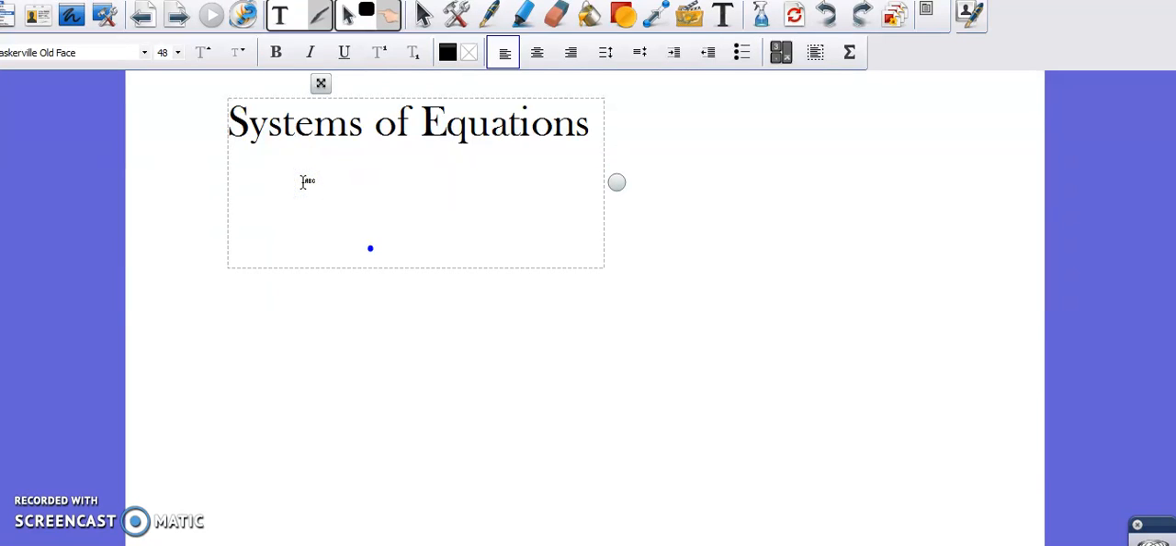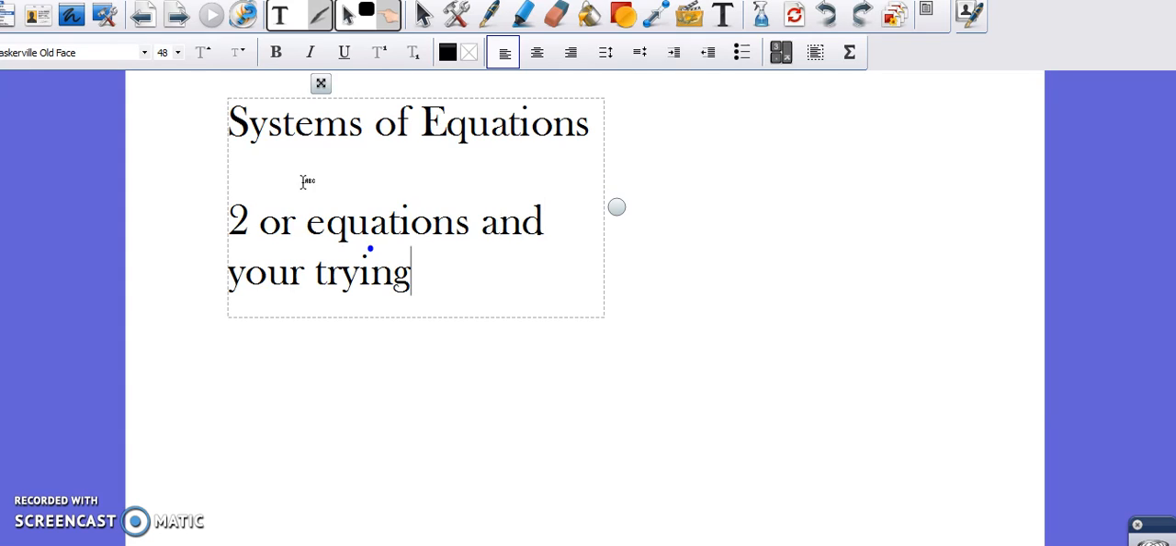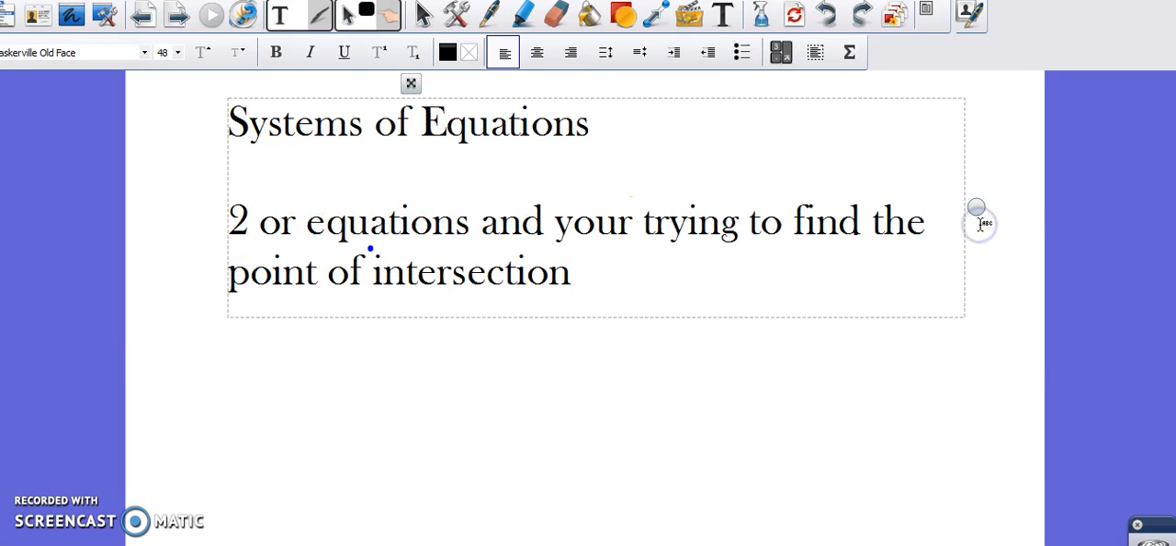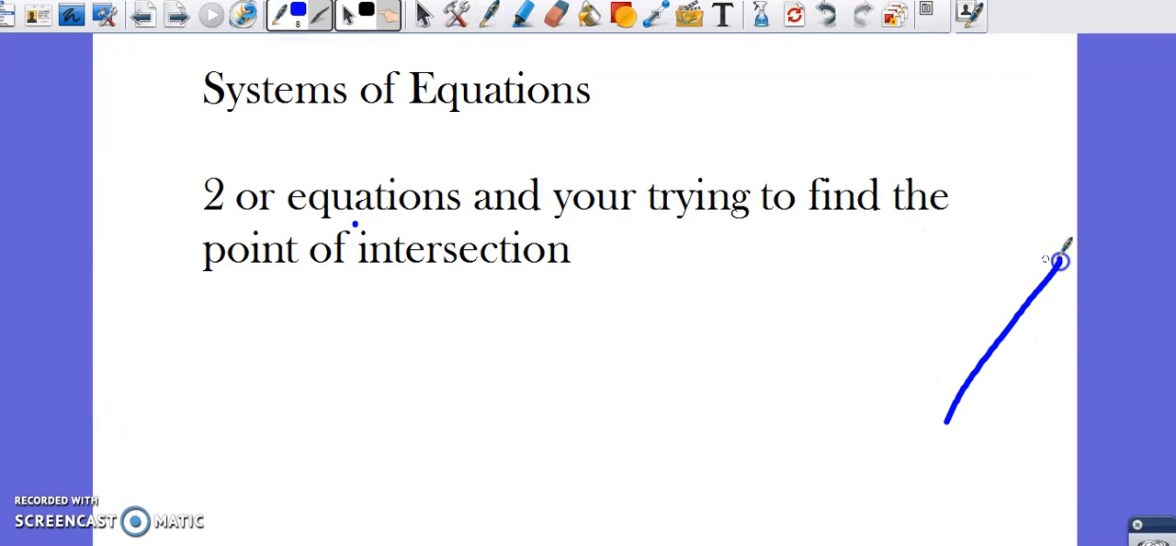Hello, I wanted to review with you about systems of equations and what we've been doing before I get into substitution. Basically, systems of equations are just where you have two or more equations and you're trying to find the point of intersection. Where do they meet? Where do these two lines meet up? If you were to draw them out, this is their point of intersection on a coordinate plane.